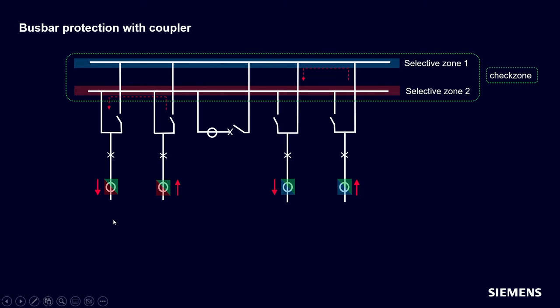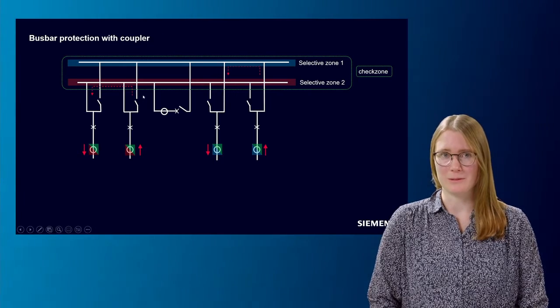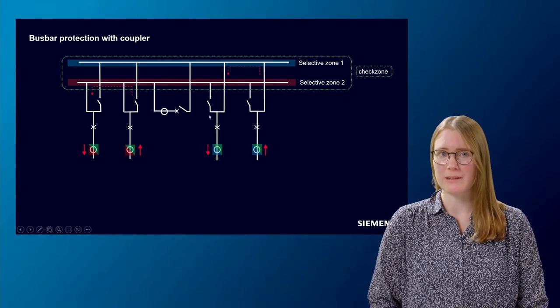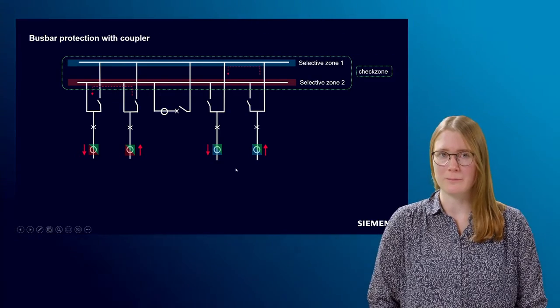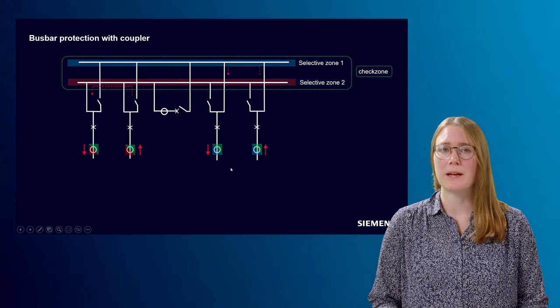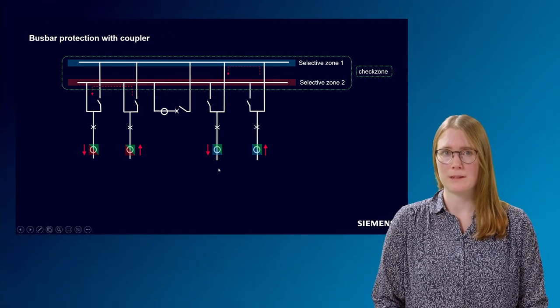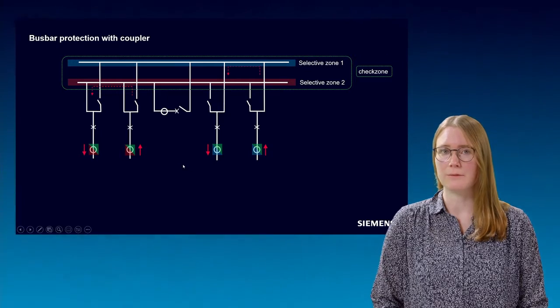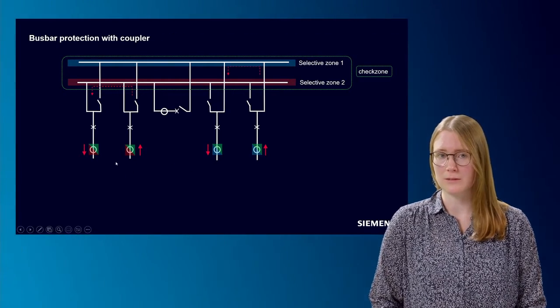Okay, let's look at some examples. Feeder 1 and 2 are connected to bus zone 2. Feeder 3 and 4 are connected to bus zone 1. The coupler is open, so we have two independent systems. There is current flowing towards the busbar in feeder 2 and feeder 4, and away from the busbar in feeder 1 and 3.